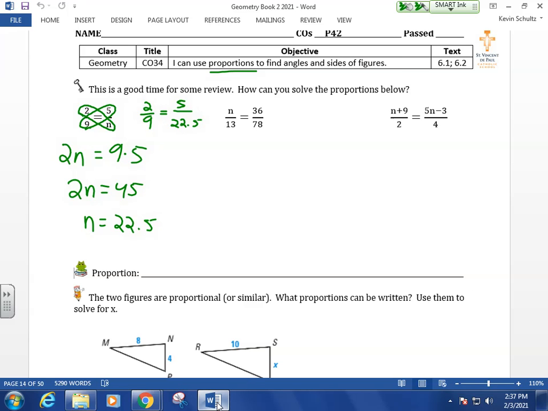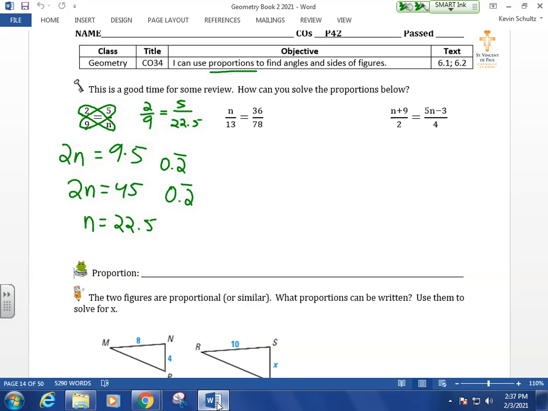Audrey? You could do cross products again? Sure. You could say, well, does 2 times 22.5 actually equal 9 times 5? If they both equal 45, then you know that you're right. What's another way? You turn the fraction into decimal values. Decimal values of equivalent fractions will always be exactly the same. So you take 2 divided by 9, you get 0.2 repeating. You take 5 divided by 22.5, you get the same 0.2 repeating, and you know that you're right. Okay? Either of those methods work just fine.